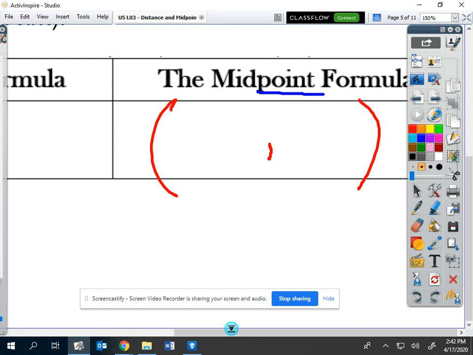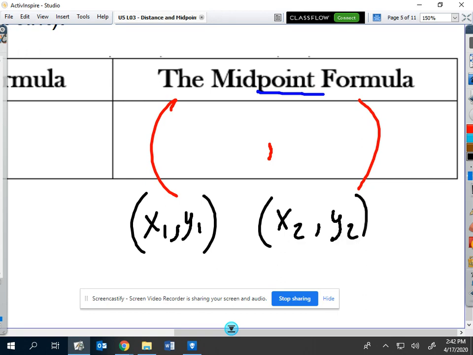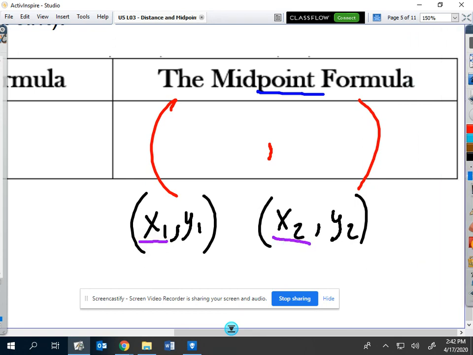Those two other coordinates, we don't know what they are, so let's call them x1 comma y1, right? x1 comma y1 and x2 comma y2, just like we used for the distance formula. But if we're going to find the midpoint between these two guys, what we need to actually do is take the 2 x coordinates. Last time we subtracted them to find the distance, but now we're actually going to add them.